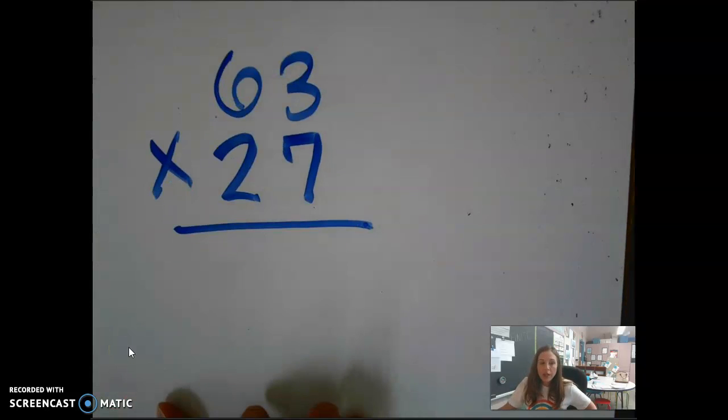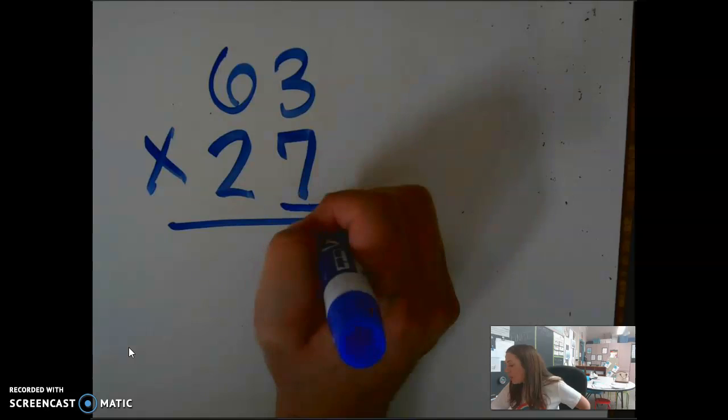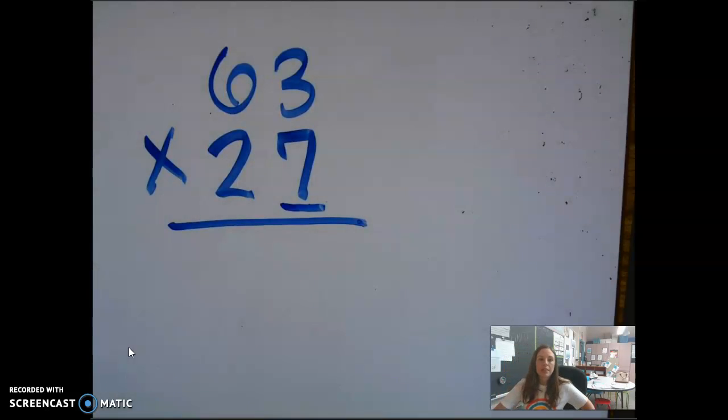Let's do one more example together using the standard algorithm. Okay, so we're multiplying 63 times 27. Remember, that's the exact same thing as multiplying 63 times 7 and adding that result to 63 times 20. Okay, so we're going to first start with multiplying 63 times 7.